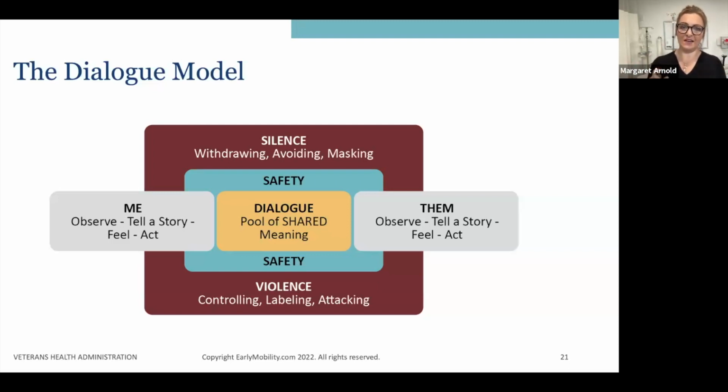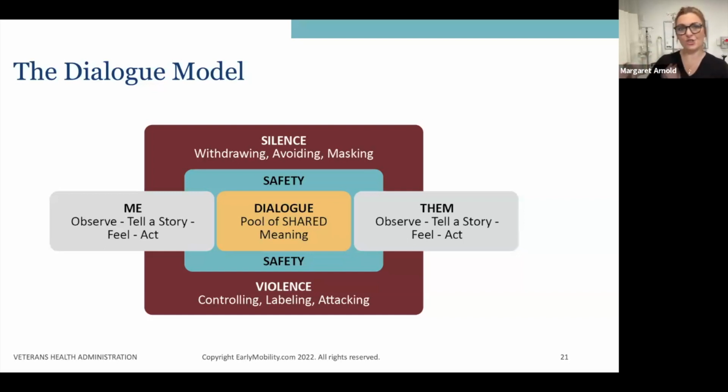Either side of that, we have myself. I observe things, my observations, my beliefs, my values, my attitudes, my emotions that I bring with me to this conversation. I'm going to observe the way I perceive things to be. I'm going to tell myself a story about the situation. I'm going to feel a certain way. I'm going to act a certain way. Most of this is subconscious and I just react.